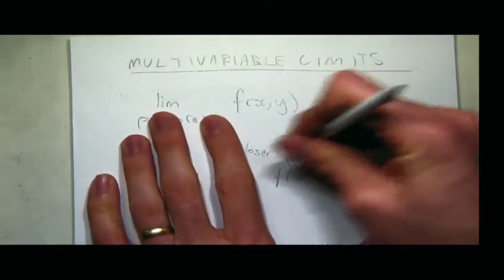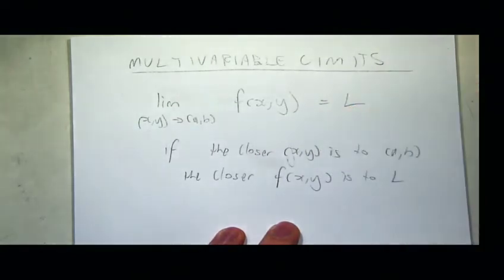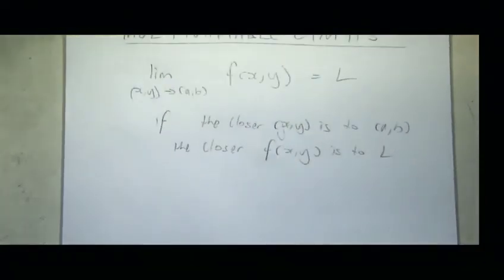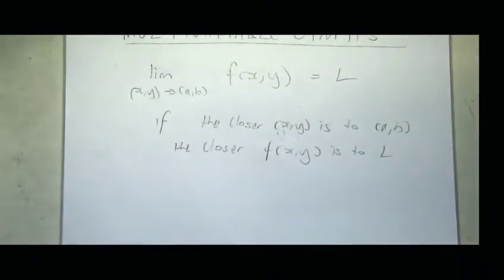So not you are, but the closer xy is to AB, the closer f of xy is to L. With a key point that this must be true no matter which direction you get close to AB from.